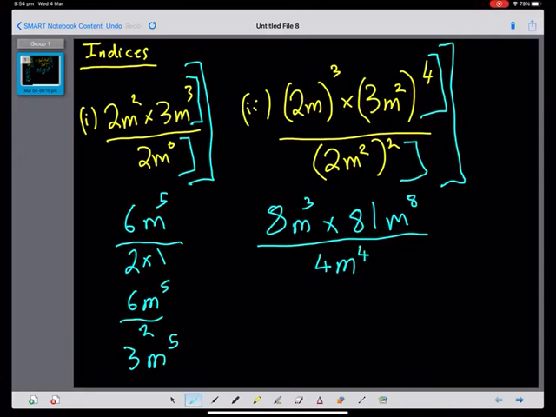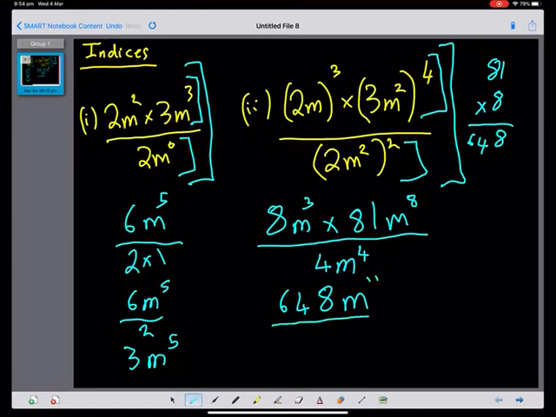So we need to find 81 multiplied by 8. 8 times 8 is 64, so 648. So we got 648. We add the powers. 8 plus 3 is 11. All divided by 4m to the 4.